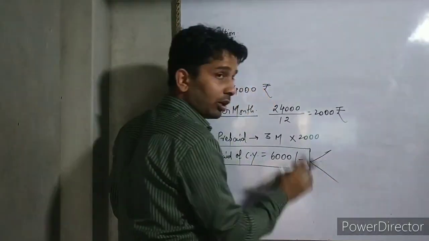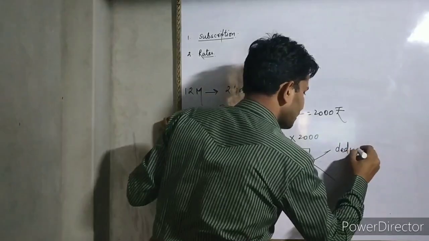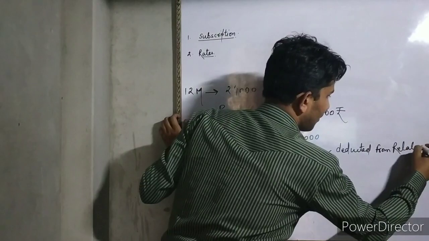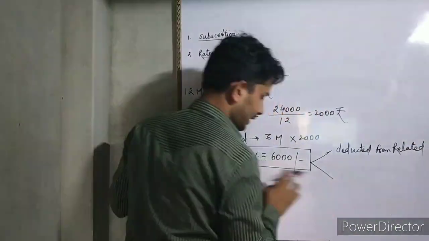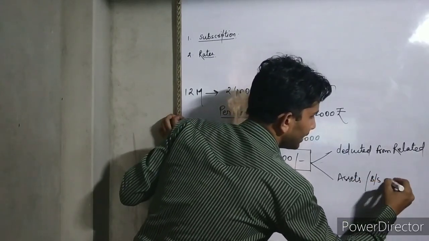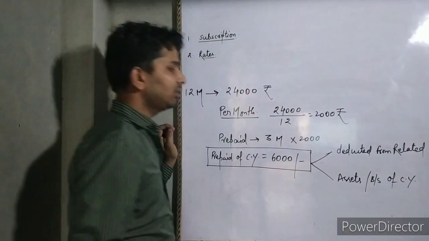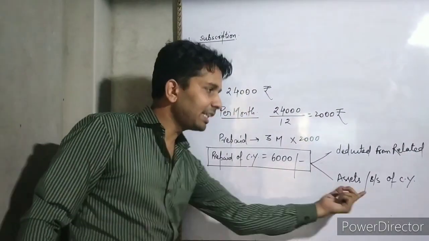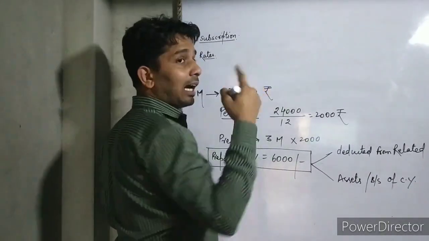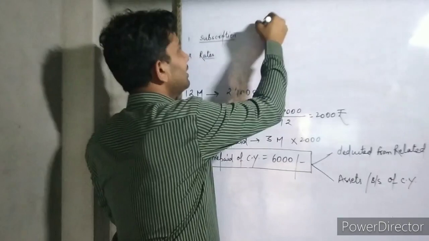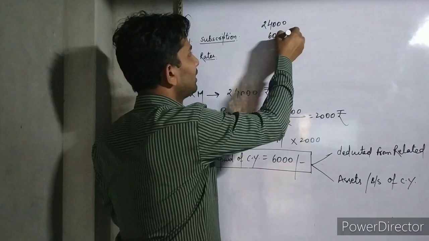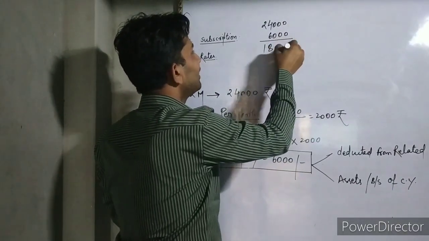Where will it be? It will be on 2 places. It is deducted from the related expense, and it is shown as prepaid on the asset side of your balance sheet of the current year, because it is of your current year. But after deducting this prepaid, how much is there in your receipt and payment? It is only 24,000. If you deduct your prepaid, it will remain only 18,000.